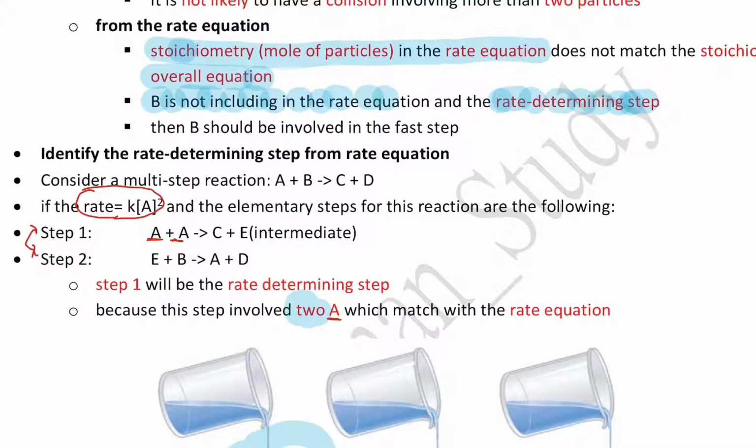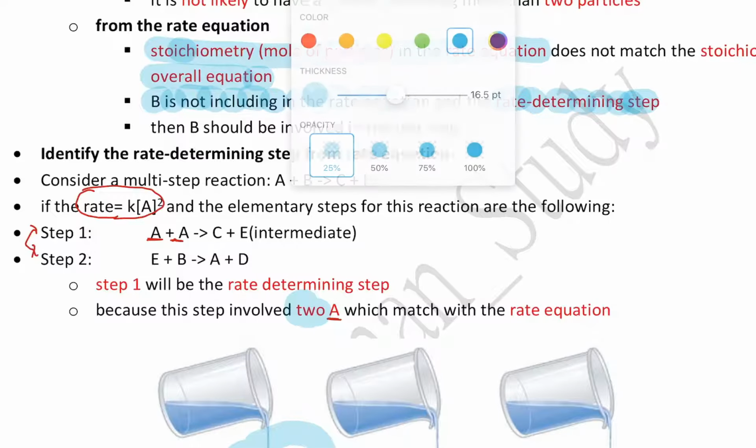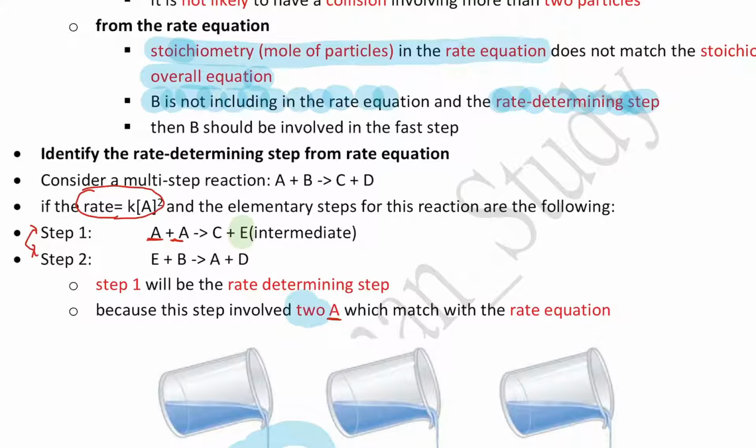Most of the time, if your mechanism involves many steps, there should be something called an intermediate formed in step 1. How do you know whether something is an intermediate or an overall product of the reaction? If it's formed in step 1 and then used as a reactant in the second step or another step, then it's an intermediate. In the overall equation, you can see that the E here and here will cancel out. Therefore, there is no E in the overall equation.